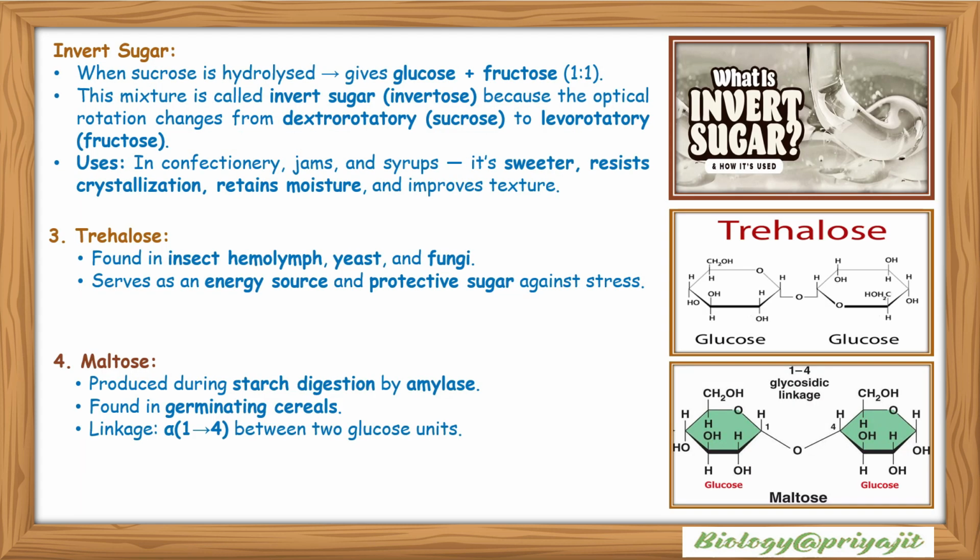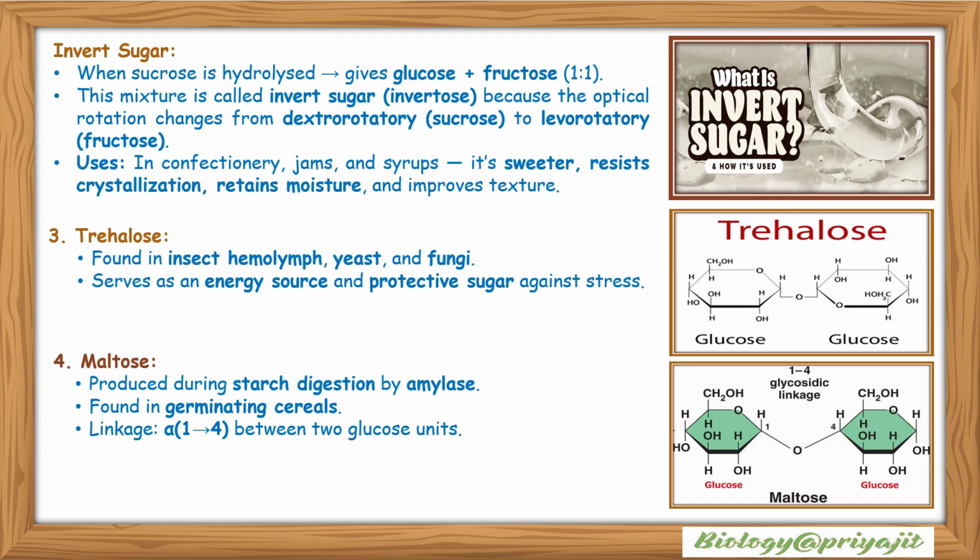Invert sugar. When sucrose is hydrolyzed, it gives glucose and fructose in a 1:1 ratio. This mixture is called invert sugar or invertose because the optical rotation changes from dextrorotatory sucrose to levorotatory fructose. Uses: in confectionery, jams and syrup preparation. It's sweeter, it resists crystallization and retains moisture, and it improves texture.